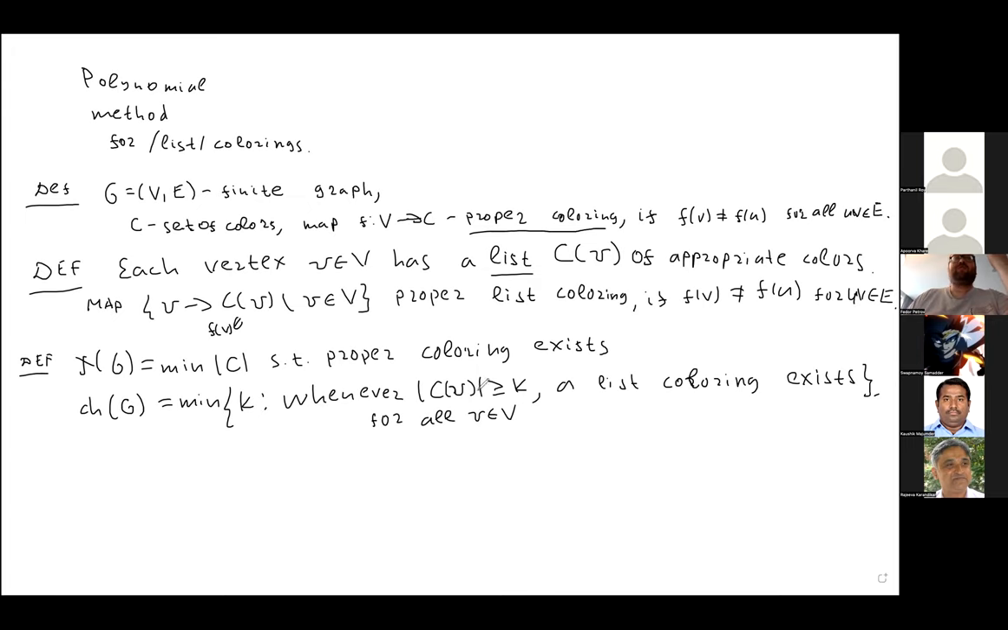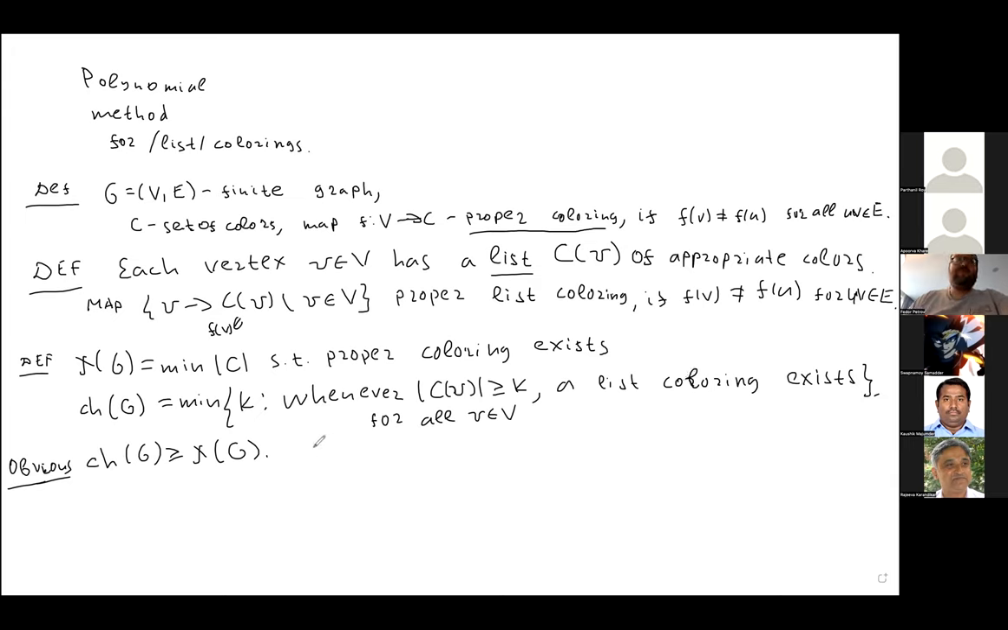So obviously, if all lists are the same, then our list coloring reduces just to usual proper coloring with the same colors for vertices. So it implies that the choice number is at least the chromatic number. Yes, but it appears that it may be essentially larger. Also, you may think that if colors are different, it is only easier to color, because we need colors of neighbors to be different.